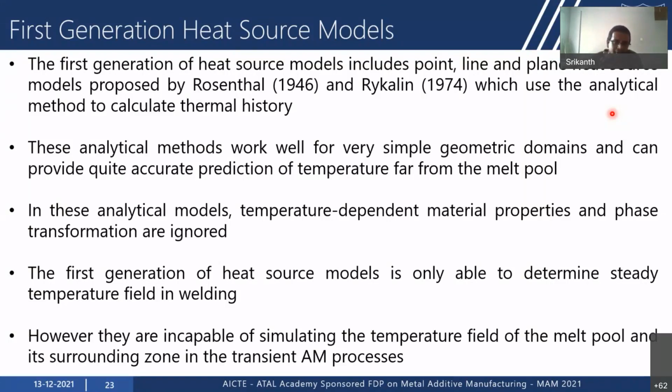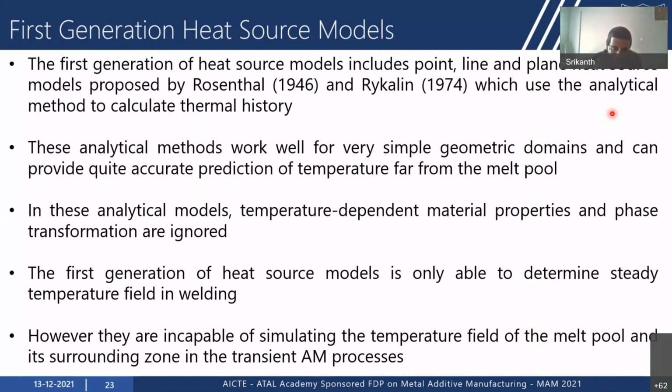The examples of first generation of heat source models include that of Rosenthal solution, the Reichlin solution, and so on. The Rosenthal solution was given in the year 1946 for both point heat source, line heat source, and so on. Now, we all know that the analytical methods provide exact solutions for simple geometry domains, and they come with a lot of assumptions. I'll discuss the assumptions of the Rosenthal solution a little later.